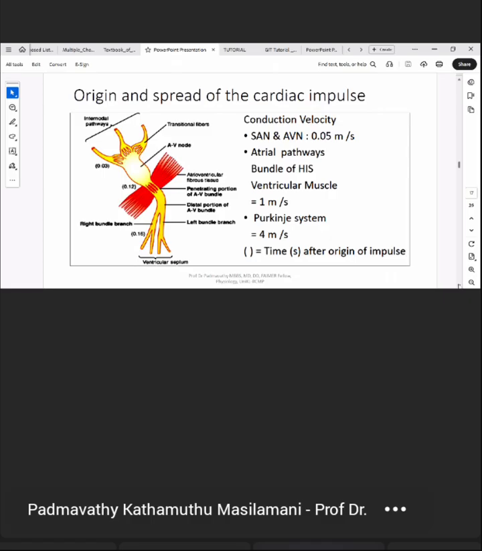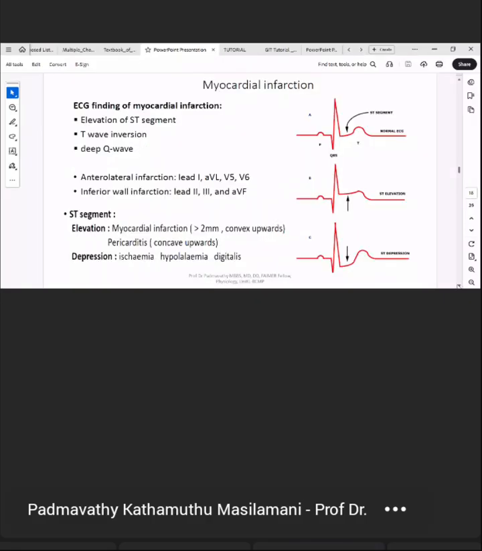Usually the speed of conduction is fastest in Purkinje fibers, 4 meter per second. In the ventricular muscle, it is 1 meter per second, and it is slowest in the nodes, the SA node and AV node. It is 0.05 meter per second. In the muscle fibers, it is only 1 meter per second, and fastest is the Purkinje fibers.